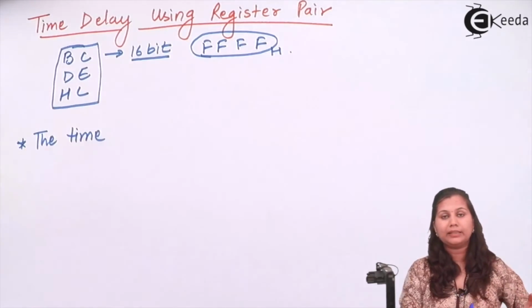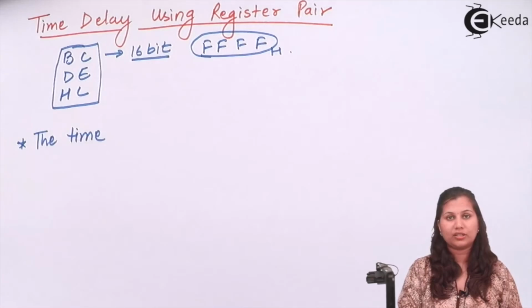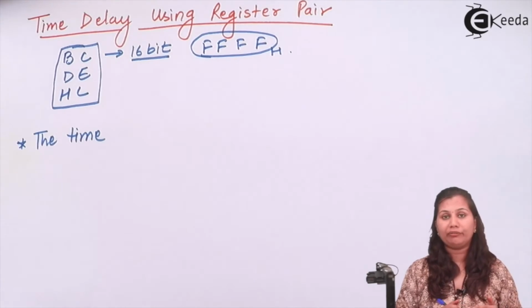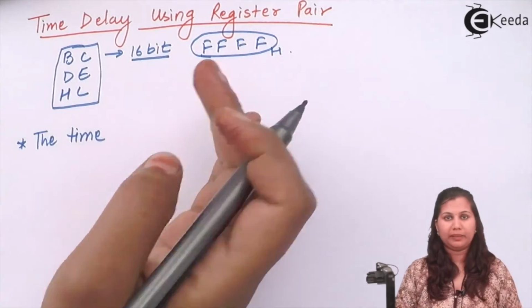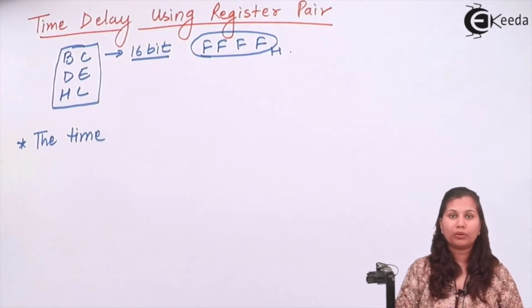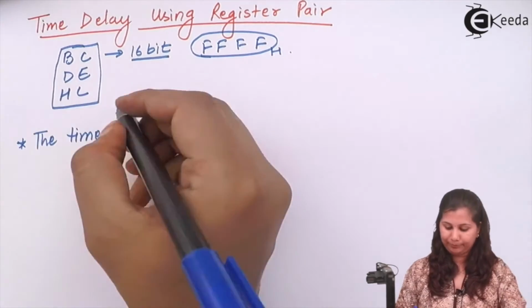When we are using a single register, only an 8-bit number can be loaded, and the maximum delay it was providing was 1785 microseconds. Now if we want more time delay, then we can use a register pair, so it will give us more time delay in the program.